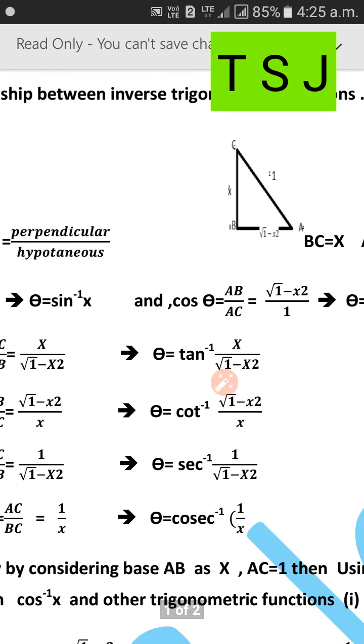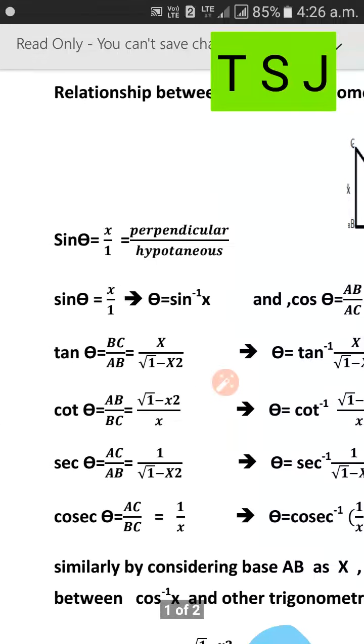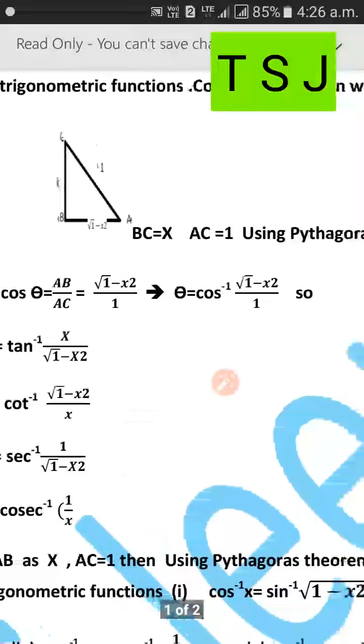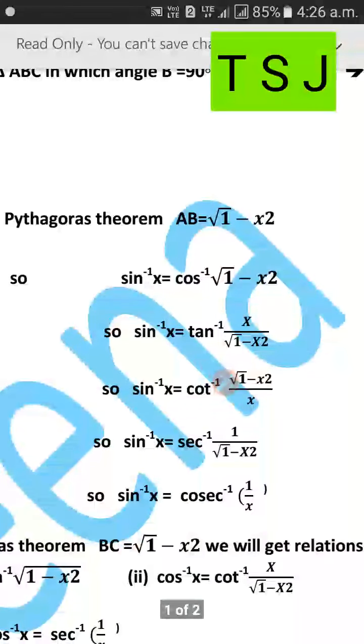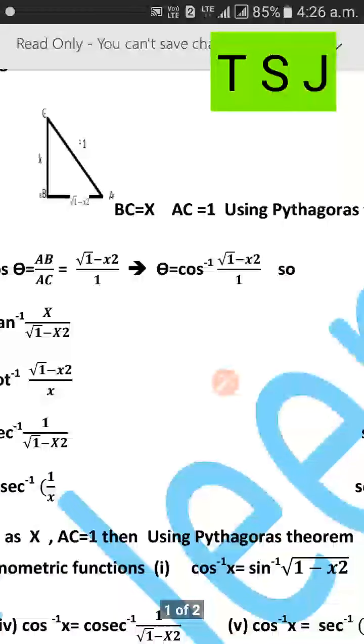Now to derive all these formulas, consider a triangle in which one side BC is x and the other side, the hypotenuse, is 1. Using Pythagoras theorem, determine the base, that is under root 1 minus x square. So this way you consider the sides, because sine theta is x upon 1, x will be perpendicular and 1 will be hypotenuse.